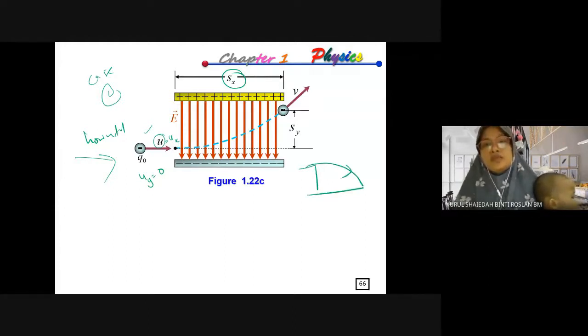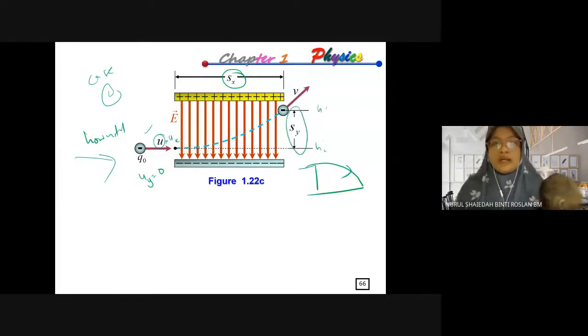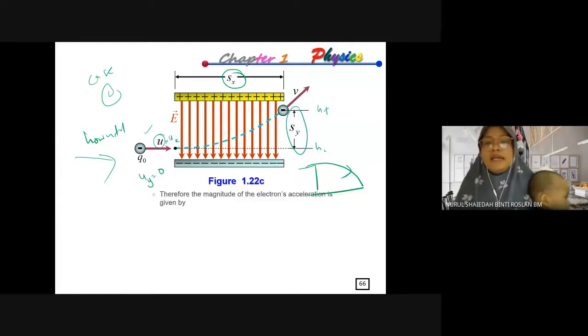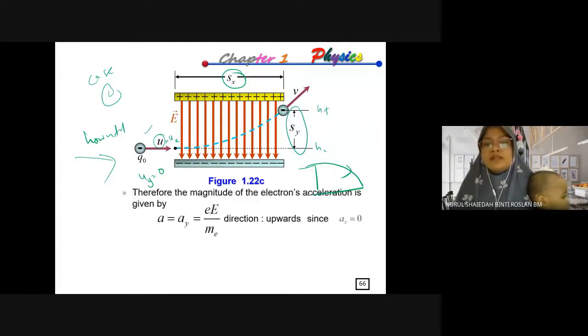So ini SY. SY mesti ingat ya, dia height initial, ini height final. Itu SY. So dari sini apa yang berlaku? AX, kalau you ingat balik projectile you, AX you 0, AY you bukan negative 9.81. Bukan dah. Sebab dia tak ada kaitan dengan gravity. So formula dia akan jadi eE over m.